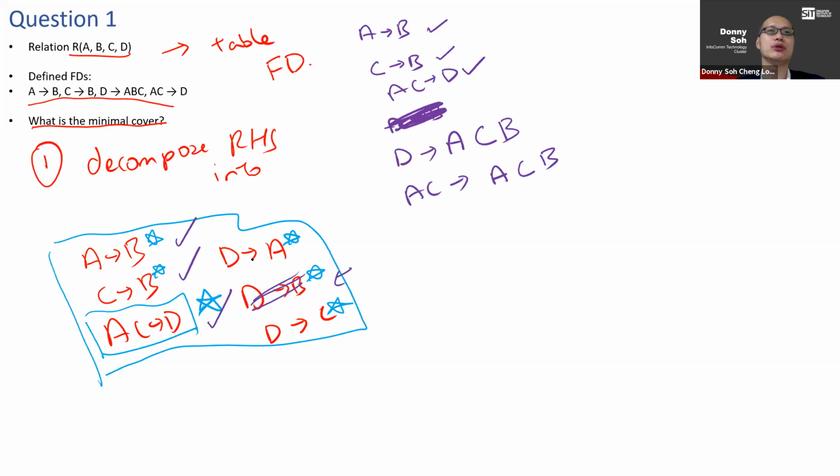And if I were to check on this, D imply A, there's no way I can infer this relationship. So D imply A is also required. And likewise, D implies C is also required.